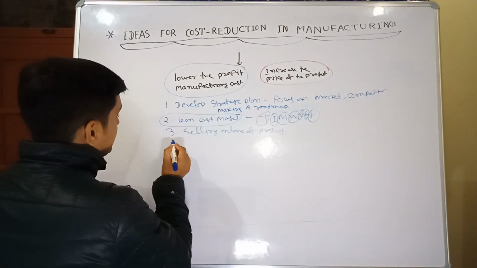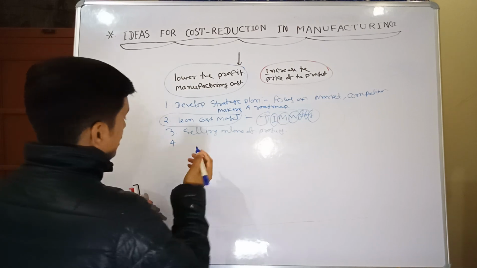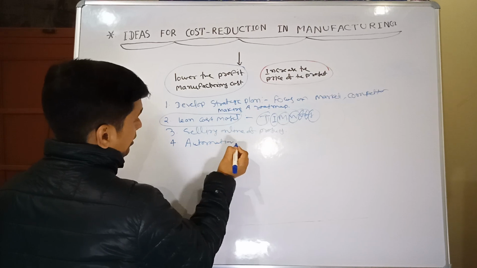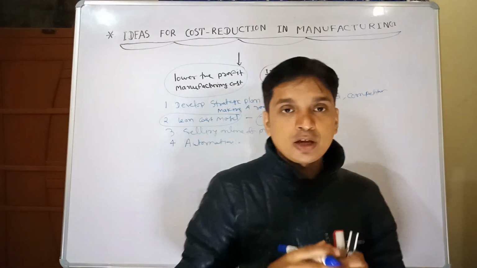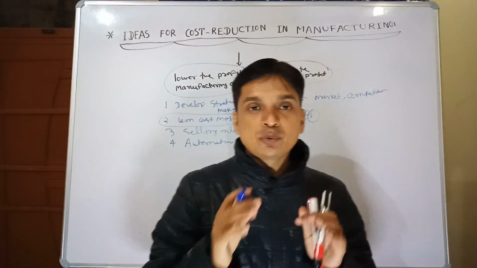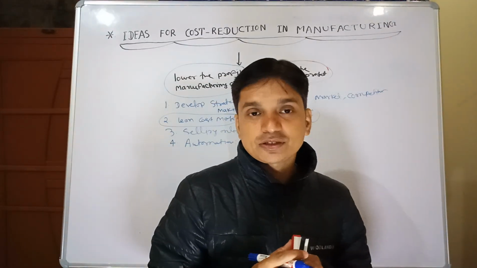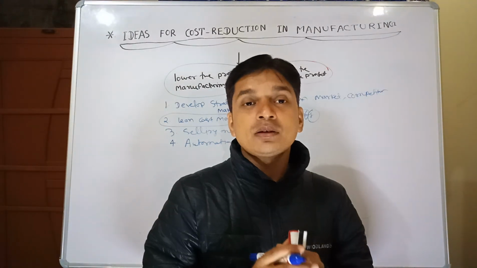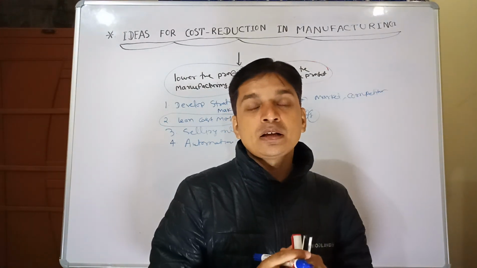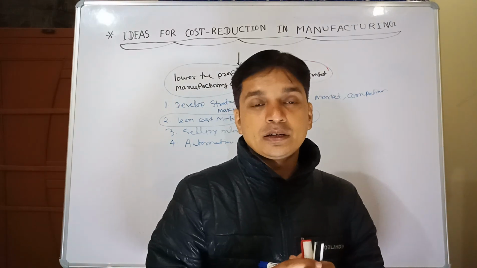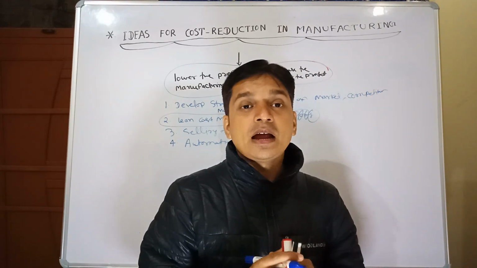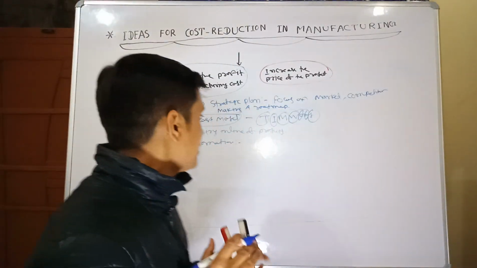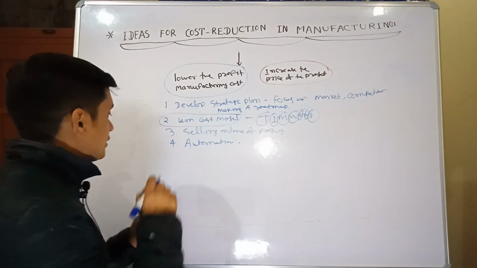Fourth, very important, is automation. On the basis of automation, you increase the efficiency of your process and the efficiency of your workmen. You reduce the operator requirement, and you also get the best quality of your product. So that is very important. You have to work on automation.